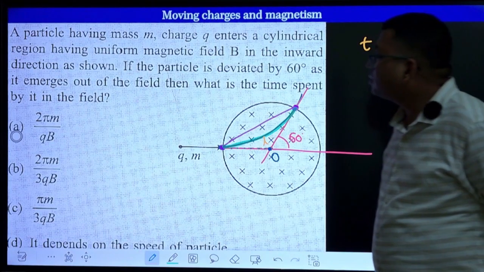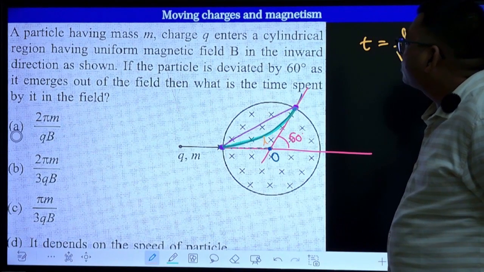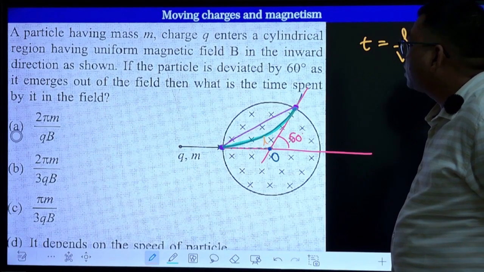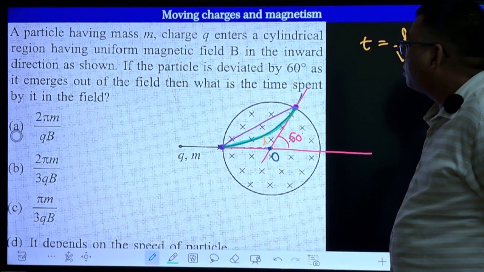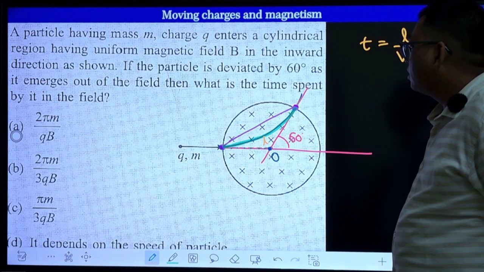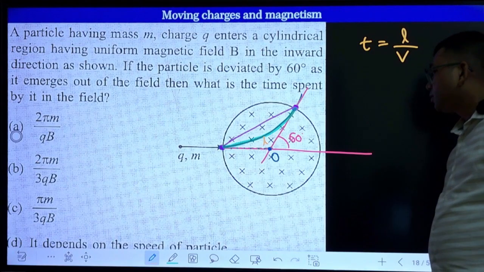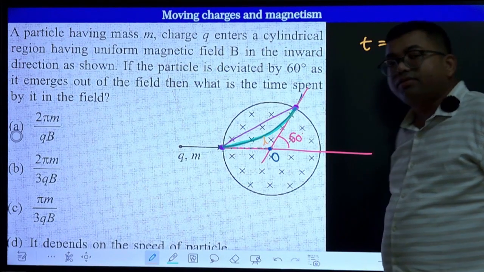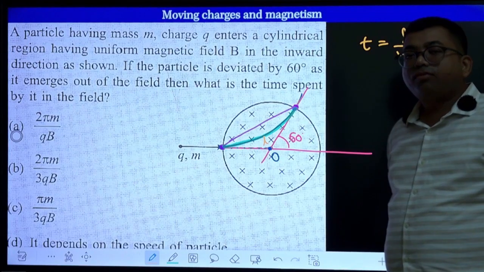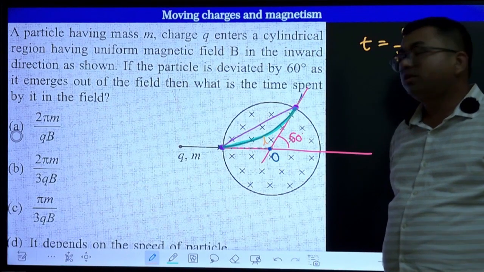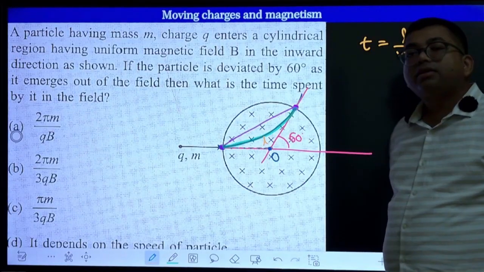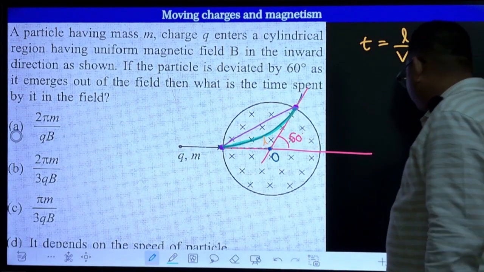Now here the options are 2 pi m by qB, 2 pi m by 3qB, pi m by 3qB, and one saying it depends on the speed of the particle. I think for such a case we need to figure out a formula for how much time it will require in terms of this angle. So let us try to derive it.